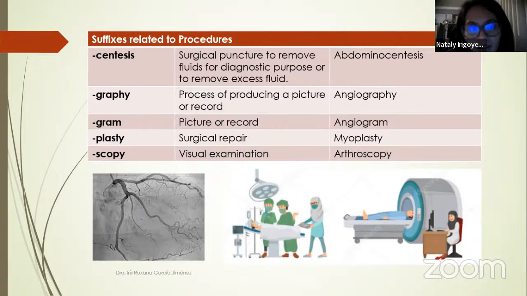Okay. Centesis. A surgical puncture to remove fluids for diagnostic purpose or to remove excess fluid. Example, abdominocentesis. Graphy. Process of producing a picture or record. Angiography. Gram. Picture or record. Angiogram. Plasty. Surgical repair. Myoplasty. Scopy. Visual examination. Arthroscopy. Thank you so much.